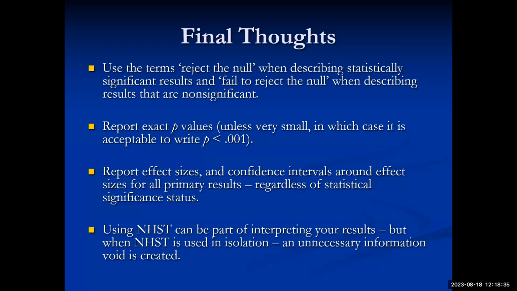Report effect sizes and confidence intervals around the effect sizes for all primary results, regardless of statistical significance status. I often see when I'm reading published manuscripts that the authors will provide confidence intervals and effect size estimates for results that were statistically significant, but fail to provide that information for results that are non-significant. It's actually helpful to report that additional information in both contexts because it provides some useful practical information for the reader.